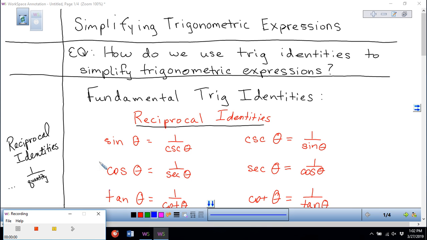Hello. Today we are taking notes over simplifying trigonometric expressions. Our essential question is, how do we use trig identities to simplify trigonometric expressions?